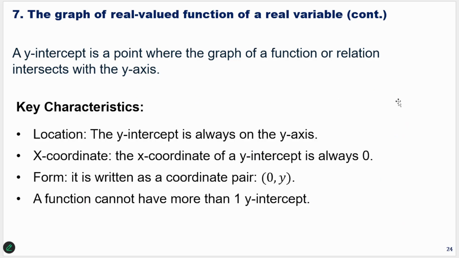Alright, in summary, the key characteristics of y-intercept are as follows. First, the location is always on the y-axis. Second, the x-coordinate of a y-intercept is always 0. Then it's written as a coordinate pair (0, y), or sometimes just y itself. Then a function cannot have more than 1 y-intercept. Okay, have a look at these and let me know if you finish.